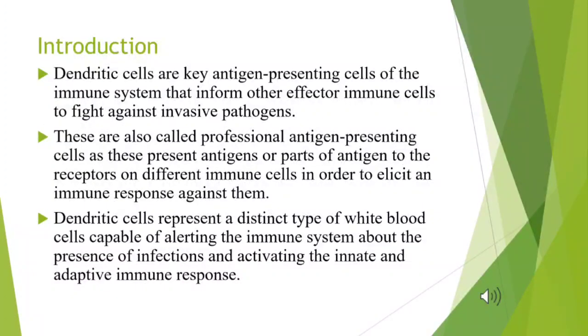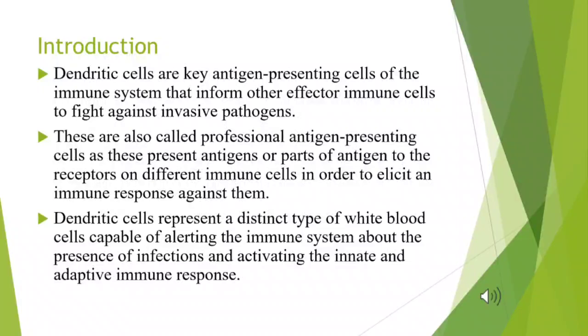Let's discuss the introduction of dendritic cells. Dendritic cells are key antigen presenting cells of the immune system that inform other effector immune cells to fight against invasive pathogens. They are also called professional antigen presenting cells, as they present an antigen as parts of antigen to the receptor on the different immune cells in order to elicit an immune response against them.